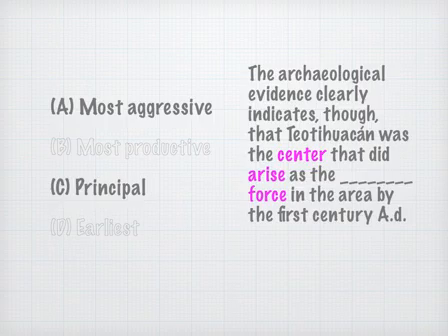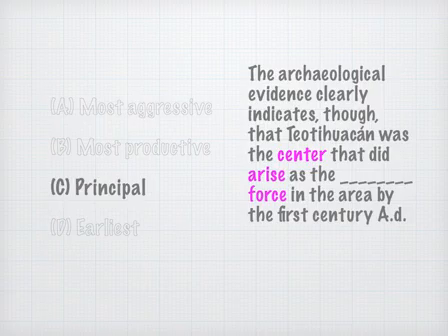Again, it's a little bit of a trick because aggression and force do go together. But if we have a look at the thing in context, if we read through it and say the center that did arise is the most aggressive force in the area, we would expect a lot more fighting talk, basically, in the paragraph. So I think that we can get rid of most aggressive, and we can get this final answer: C, principal force. The center and the principal go together.